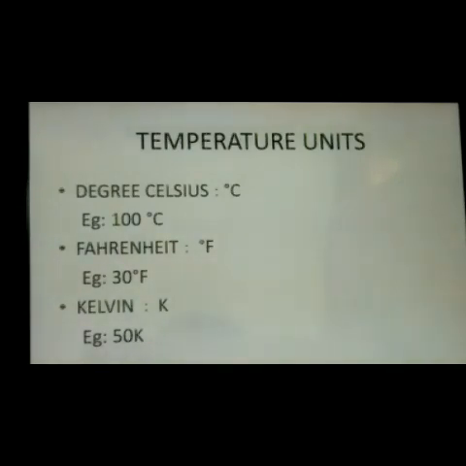And the third unit is Kelvin. Kelvin is written as simply K. For example, if you want to write 50 Kelvin, then you will write it as 50 K. And the SI unit of temperature is Kelvin. Don't forget children, the SI unit of temperature is Kelvin. So there are 3 different units with which we can measure temperature: degree Celsius, Fahrenheit and Kelvin. Degree Celsius is written as degree C, Fahrenheit as degree F, and Kelvin as K.